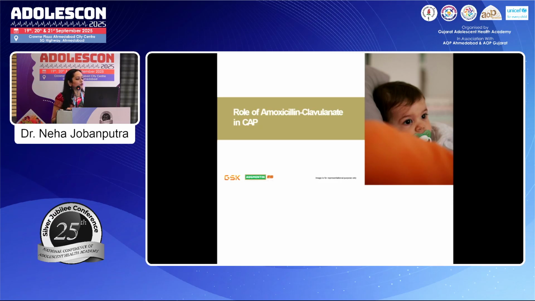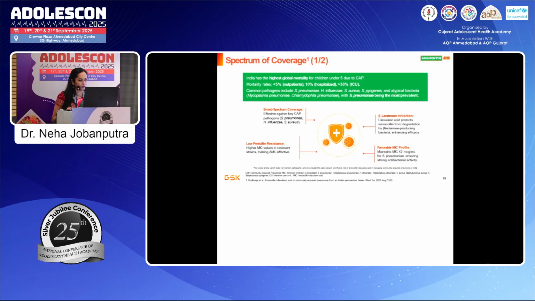Let us discuss the role of amoxicillin clavulanic acid in community-acquired pneumonia. India has the largest global mortality for children under 5 due to community-acquired pneumonia. Mortality rates of less than 5% for outpatients, 10% for hospitalized, and more than 30% for ICU are seen. Common pathogens are Strep pneumoniae, H. influenzae, S. aureus, S. pyogenes, and atypical bacteria, with S. pneumoniae being the most prevalent.